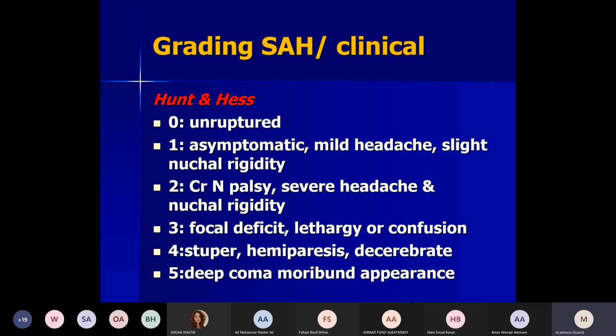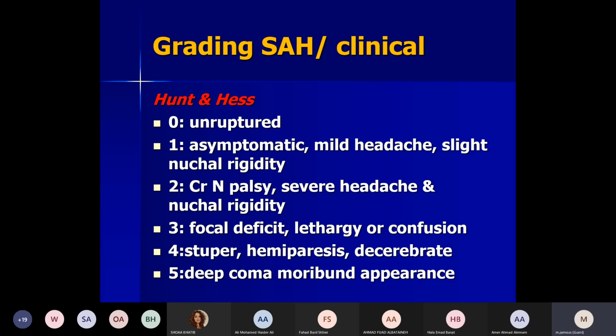So we mentioned presentation, diagnosis, and angiogram. Now we have, based on the clinical presentation, grading systems for subarachnoid hemorrhage. The most commonly used is the Hunt and Hess grade, and it's from 0 to 5. Grade 1, asymptomatic or mild headache. Grade 2, severe headache and neck rigidity. Grade 3, the patient starts to be lethargic and confused. Grade 4, he's stuporous with neurological deficit, and grade 5, the patient is in deep coma.